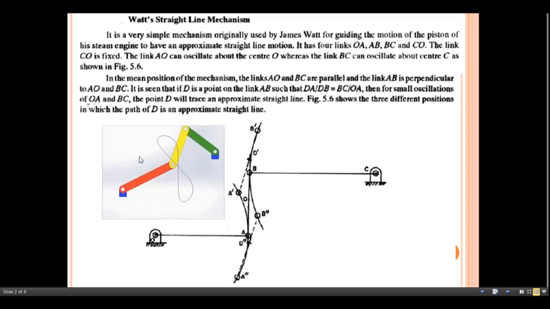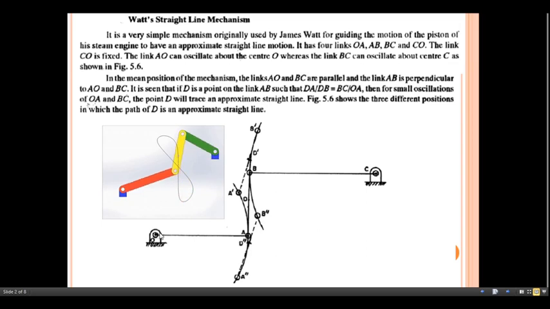This will be more clear to you with the help of this animation shown here. Let us assume that here is the link CD. The middle portion is AB, and this one indicates BC. Whenever the input motion is given to this link AD or this one BC, they start to oscillate about their center points.